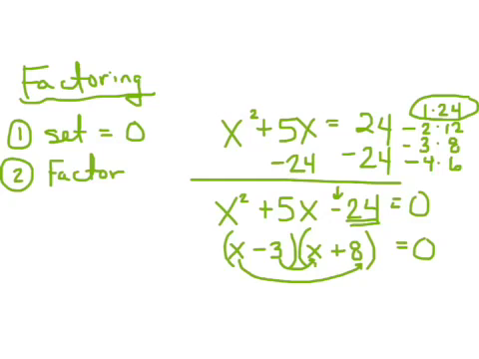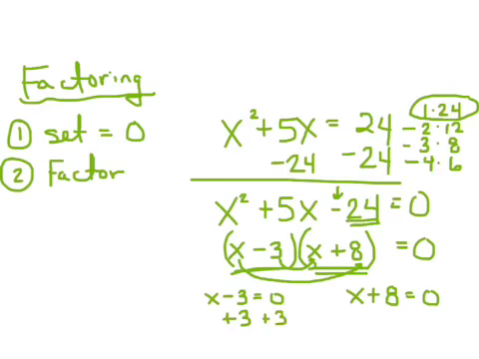Now, once you get it into this stage, once it's factored, what you're going to do is set each group, or each set of parentheses, equal to 0. And that's called the zero product property. What you're trying to do is find whatever x is going to equal. So I'm going to add 3 to both sides. That gives me x equals 3.